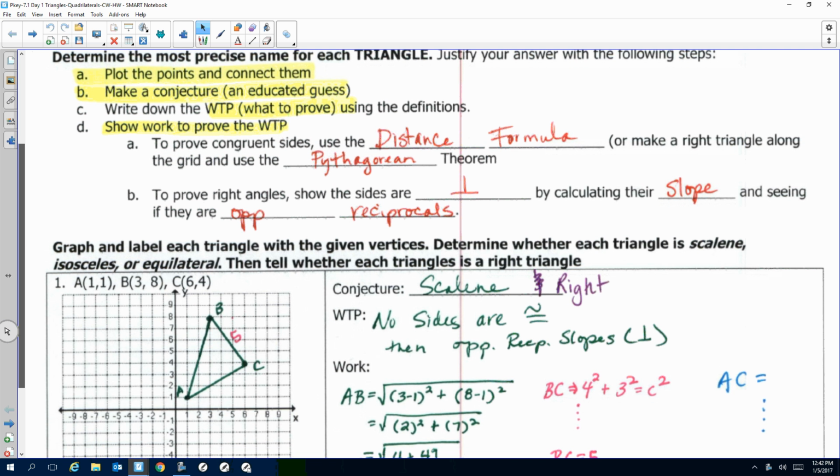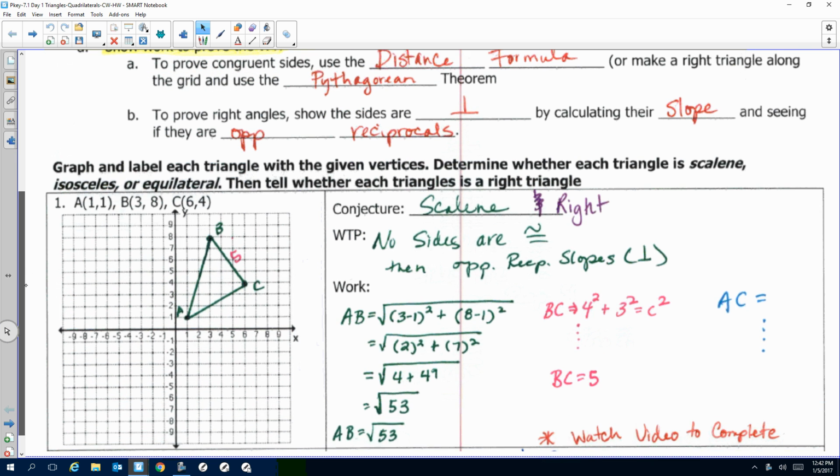You're going to be using this to prove something is congruent. You're going to use the distance formula or Pythagorean theorem, and you need to show opposite reciprocals to prove perpendicular. Now, I started a problem for you. You're going to first make a conjecture. Your conjecture could be incorrect. It's just an educated guess. So plot it, look at it, and come up with a name for the figure.